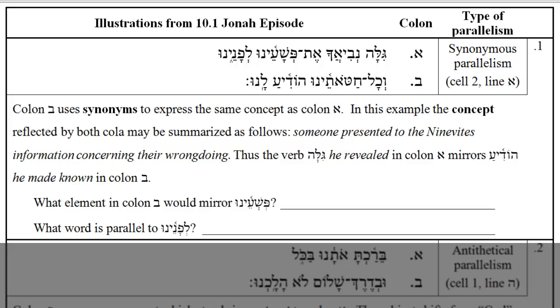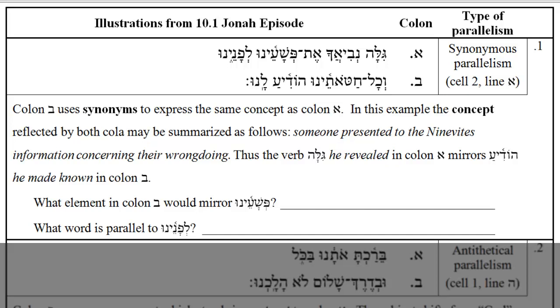Your translation should sound something like this. Your prophet revealed our transgressions before us, and all our sins he made known to us. Can you see elements of colon Beit which are synonymous to elements in colon Aleph? For example, in colon Aleph, we find the expression Gila, he revealed. And in colon Beit, we find the expression Hodia, he made known. He revealed, he made known. These are synonymous.